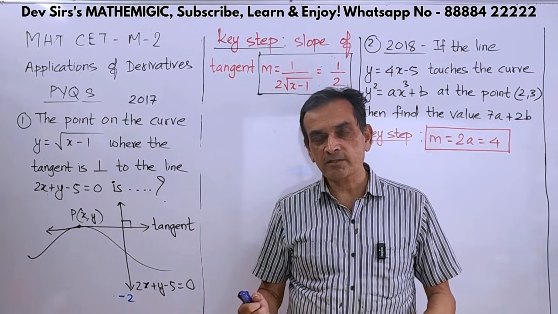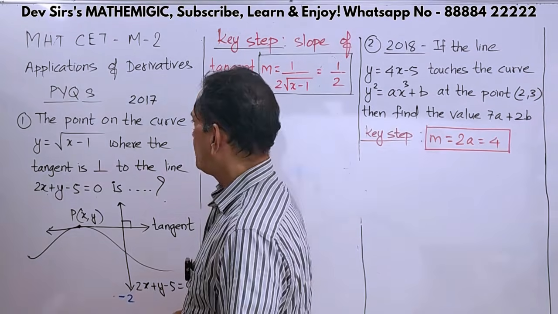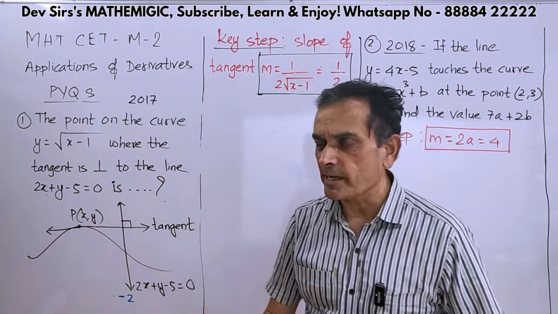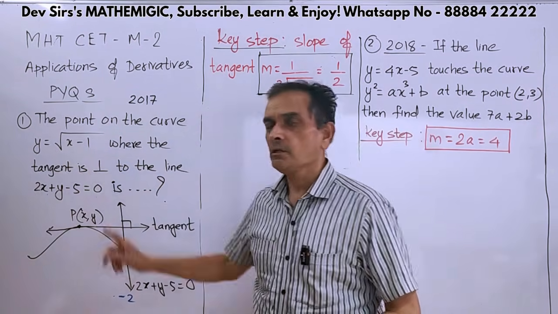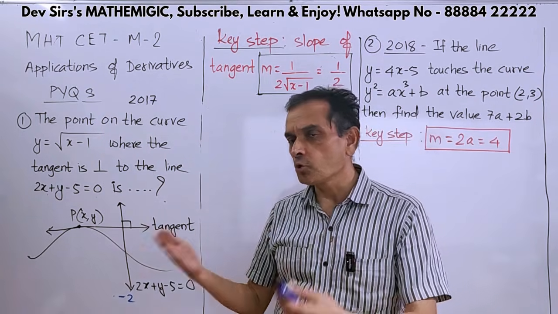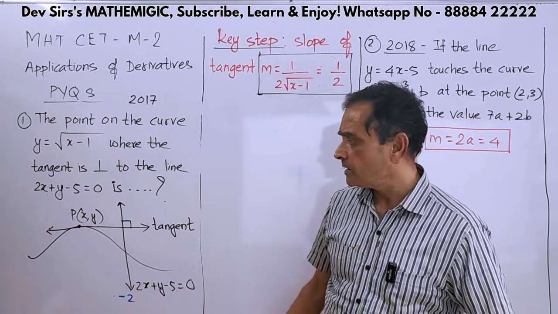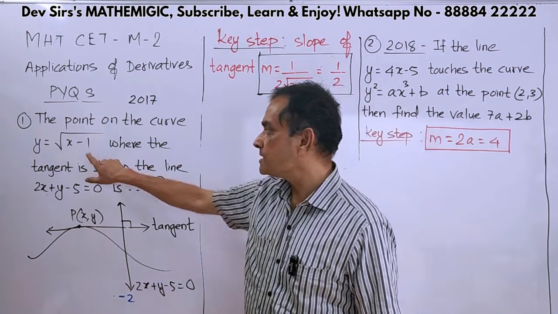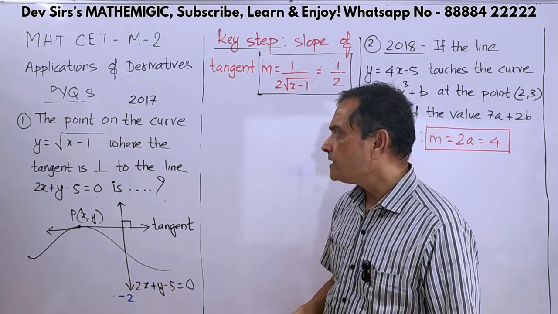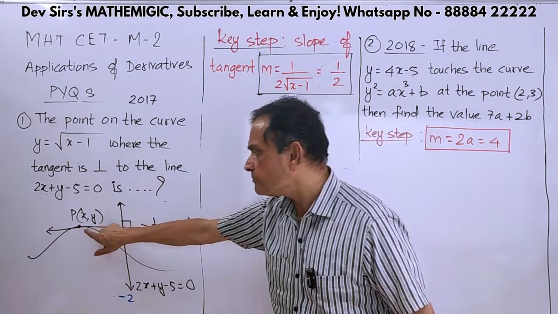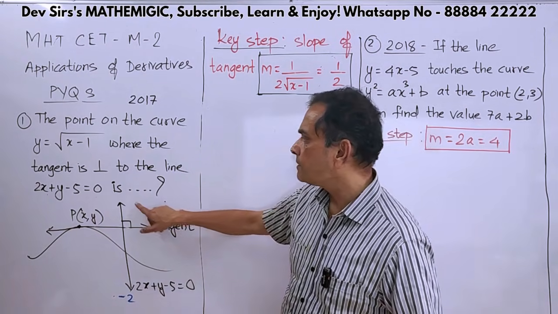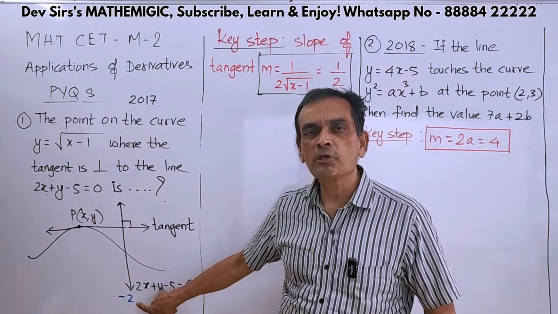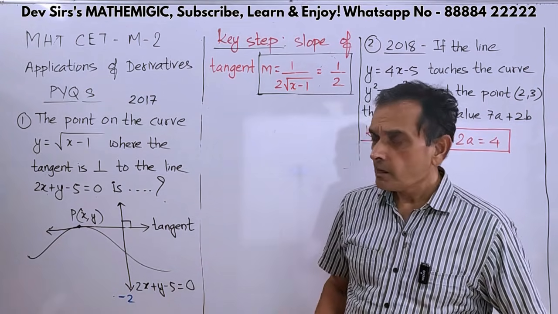Okay, so let's straight away go now to the problem. The point on the curve y is equal to root of x minus 1. Now remember, every curve has an equation. Y equal to x, y equal to root of x, y equal to root of x minus 1. And every curve has a graph. So equation of this curve is given as this, where the tangent, this is the tangent, at a certain point is perpendicular to this line. Equation of this line is given. अभी ये -2 क्यों लिखा है वो बोलता हूं मैं, बाद में बोलूंगा.